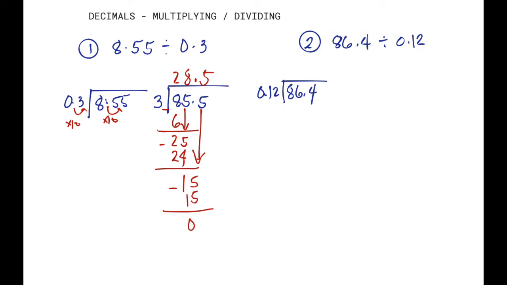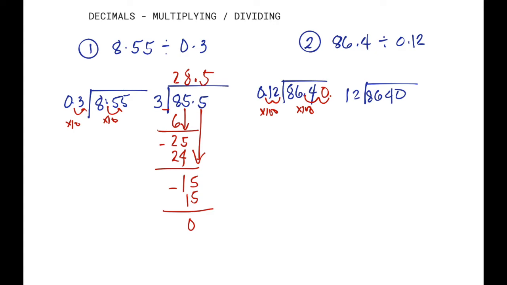And then again, we need to make 0.12 to be a whole number so that we can proceed with the operation. We need to multiply this by 100 so that we can move the decimal point twice to the right. 1, 2. And the same thing, we are going to multiply 100 to our dividend, so our decimal point will be moved twice to the right, and we are going to put a 0 here as our placeholder to complete our numbers. So then we are going to rewrite it as 8,640 divided by 12.